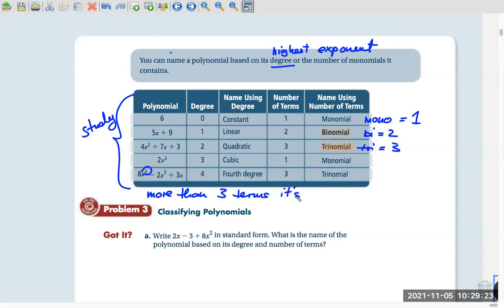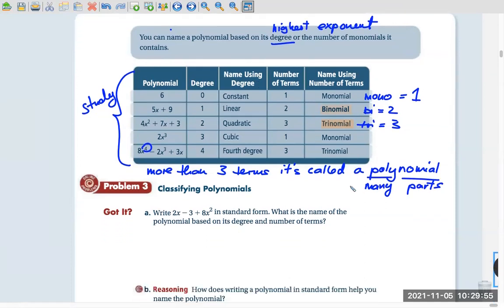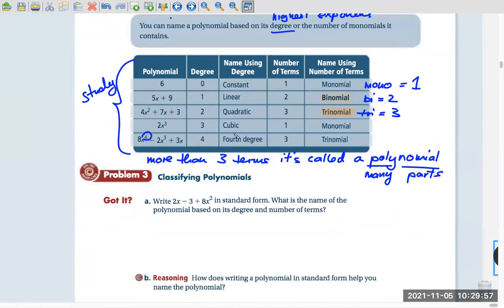The word poly means many, and nomial, you can think of it as parts, many parts. Polynomial. Okay, so this right here explains to you the degree, what the polynomial is called, if it's constant, linear, quadratic, cubic, or 4th degree. Remember, it's the highest power, the highest exponent that tells you that, okay?